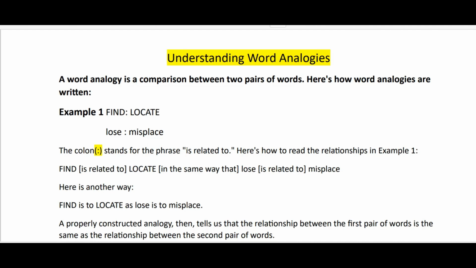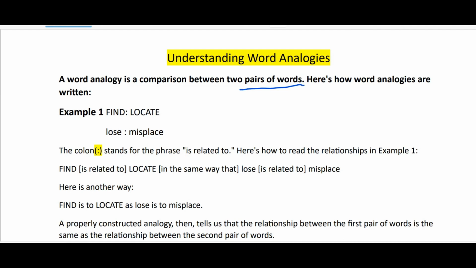This video is presented to you to talk about one of the most important questions in GAT, General Aptitude Test, or Qudrat in English. This question is word analogy. What is a word analogy? As you can see, a word analogy is a comparison between two pairs of words.